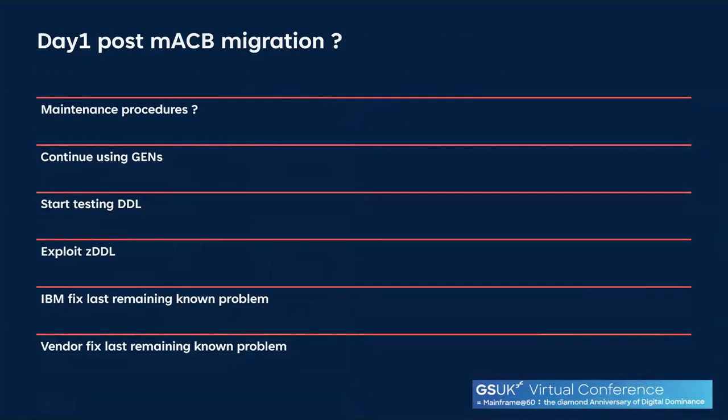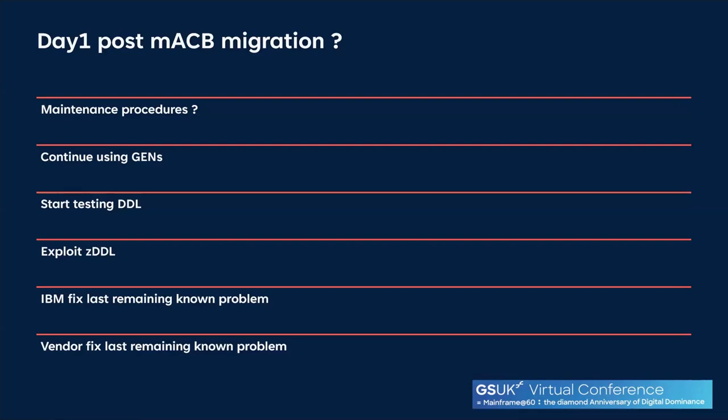So yeah, let's say you completed your migration. You implemented the IMS catalog, you implemented IMS managed ACBs, that is directories. So how will your day one look? You need to ask yourself how your maintenance procedures will change. You need to ask that question, I think, probably before the migration itself, because once the migration is complete and you immediately need to do some maintenance, it might be too late. But your maintenance procedures should be updated with your managed ACB migration.